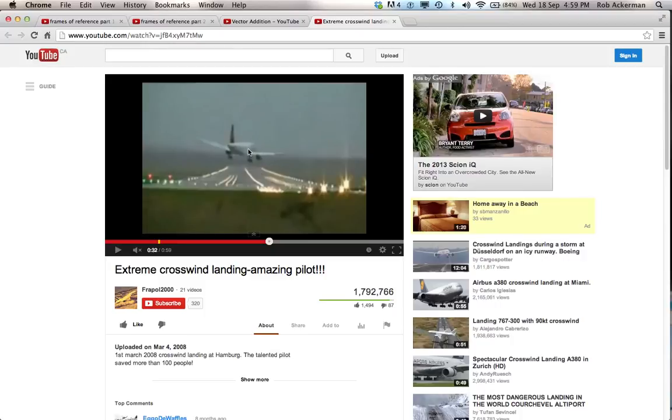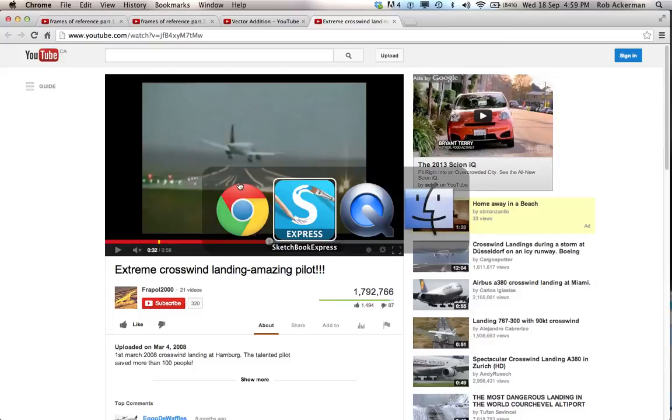Because you see what's going on here is the wind is coming in across the runway, and the pilot is having to compensate for that wind by pointing the plane far off to the right, even as it goes straight down the runway relative to the ground. So let's take a look.